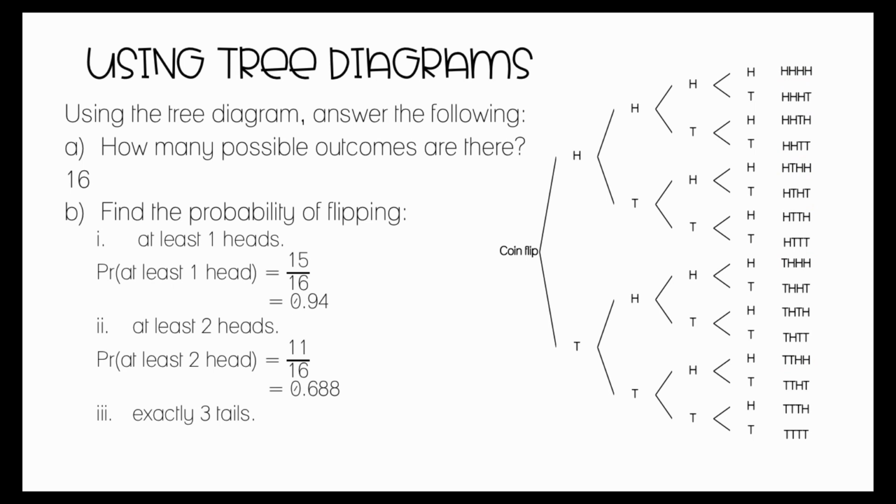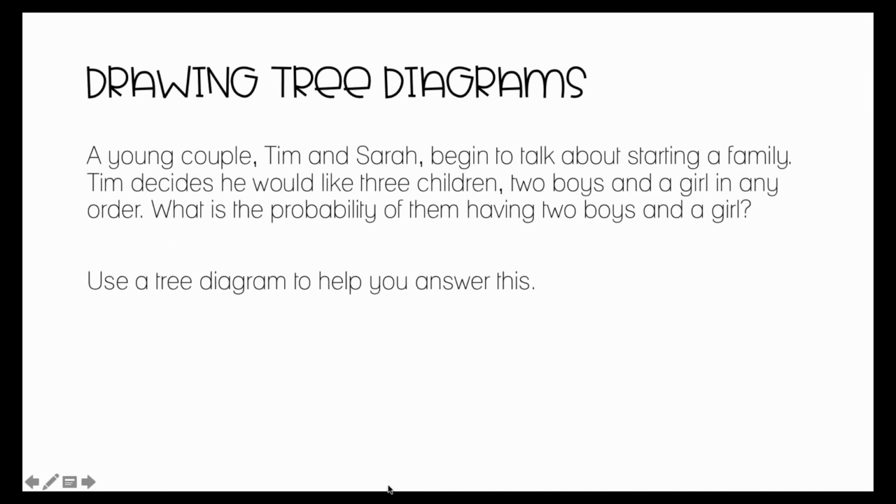Now the next and final one is getting exactly 3 heads. If we indicate the outcomes that have exactly 3 heads, so that's no more than 3 and no less than 3, we have 4 possible outcomes, which gives us a fraction or a probability of 4 out of 16. I did change that, but that's okay, we'll just change that quickly now. 4 out of 16, which gives us a decimal or a probability of 0.25.